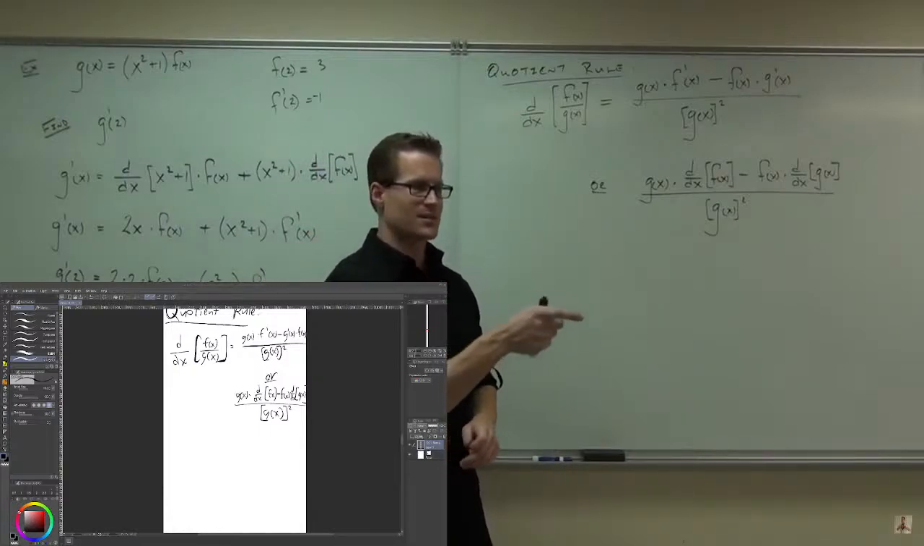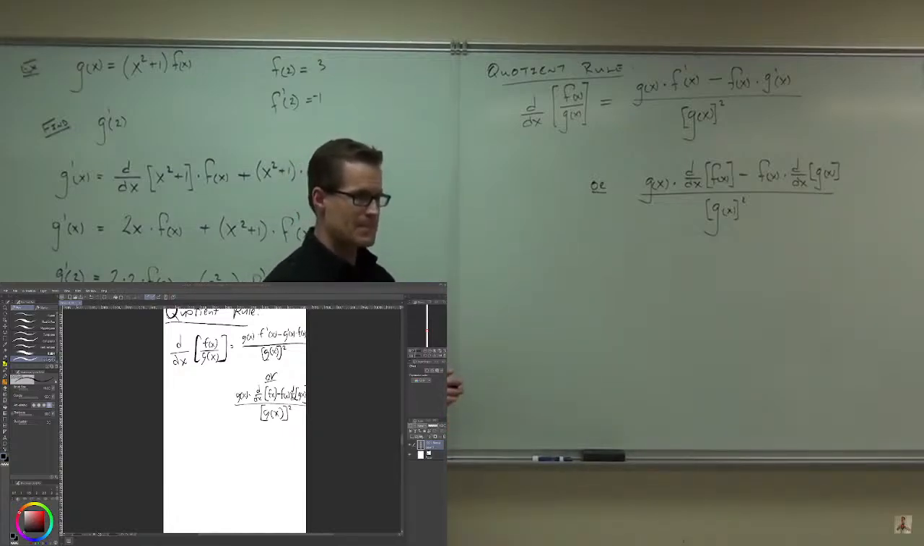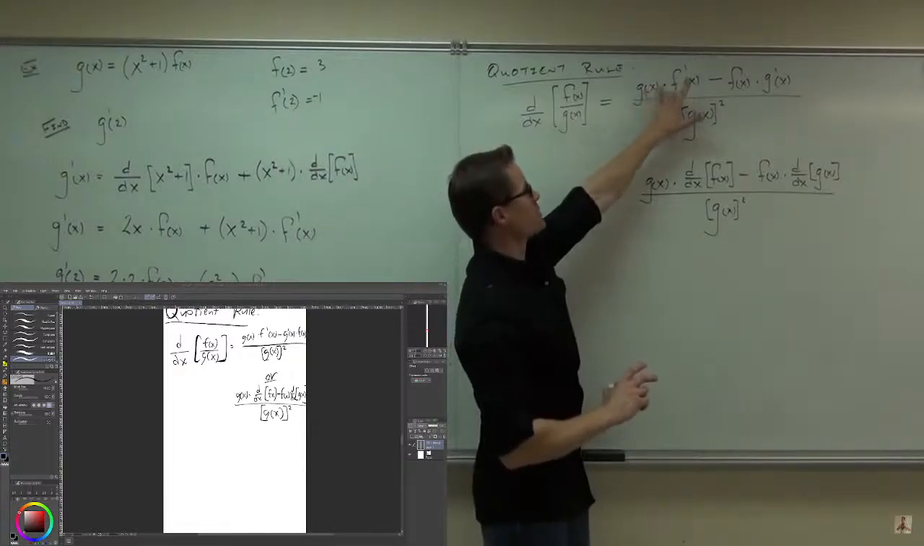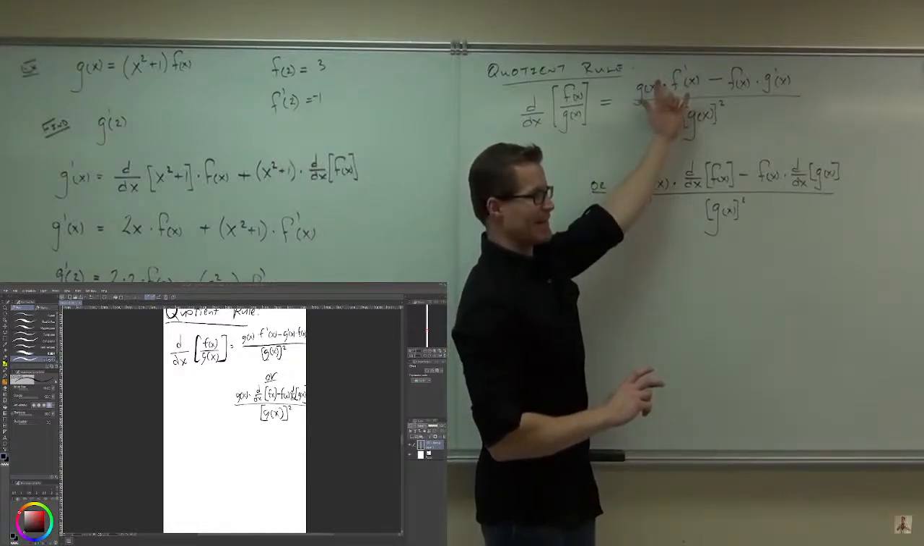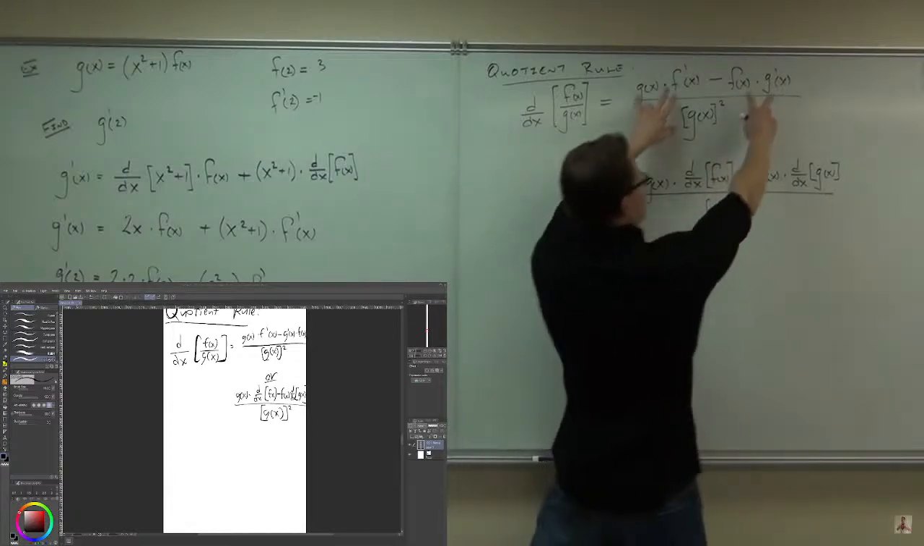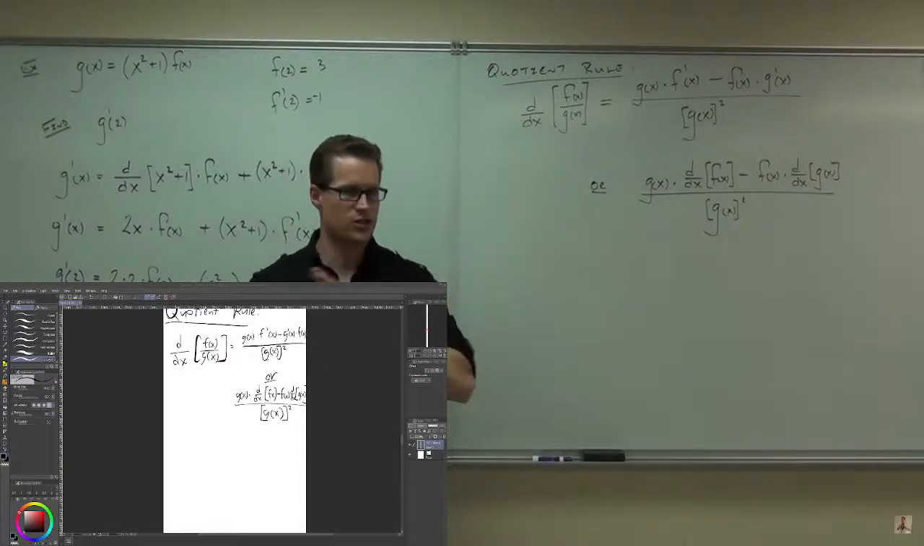Sound good? Is the first one supposed to be the bottom, or can it be the top first? Hang on. You mean, can you interchange these two, the sides from the left with the minus sign? Absolutely not, because subtraction is not commutative like addition is.